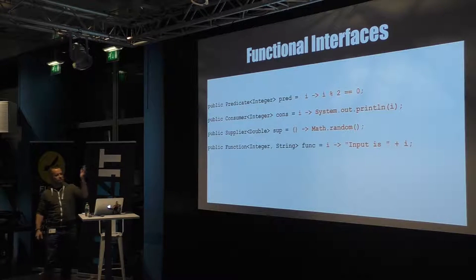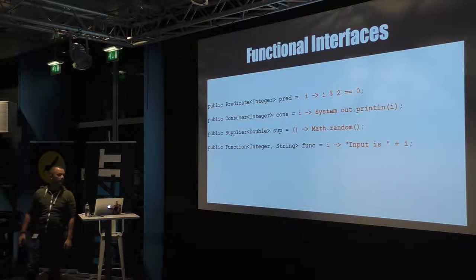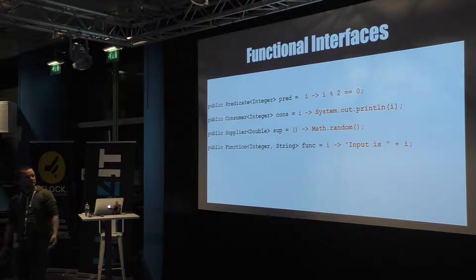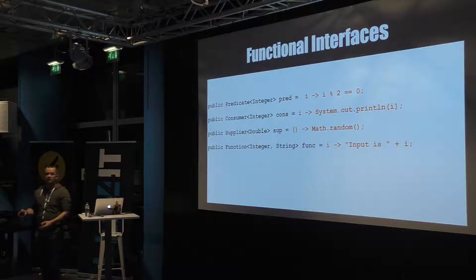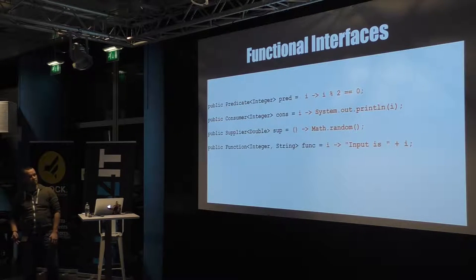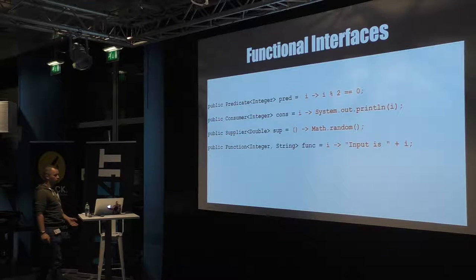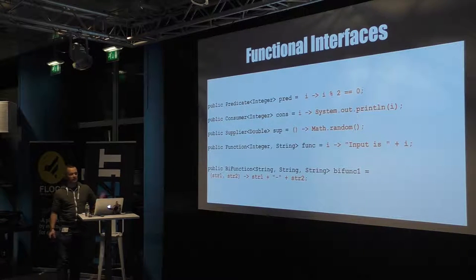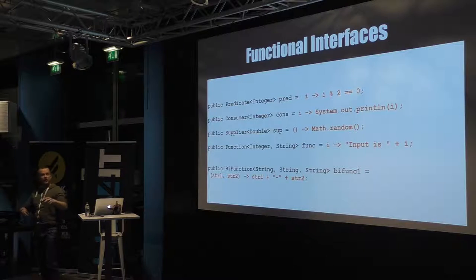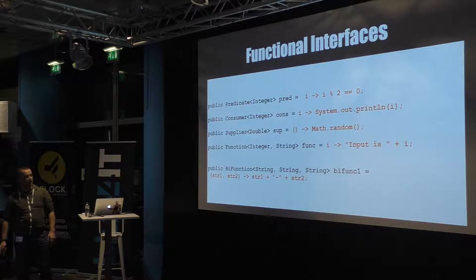Well, these are some implementations of it. Predicate, if something is even or not. The consumer, it takes something and it gives you a side effect, but it gives you nothing back. The supplier gives you something out of thin air. And the function takes something, in this case an integer, and gives you back a string. Well, of course we have more. Say bi-functions, which can take two things and combine them together.